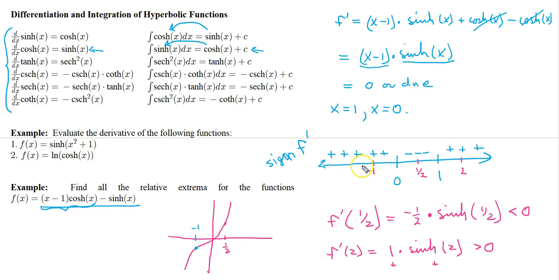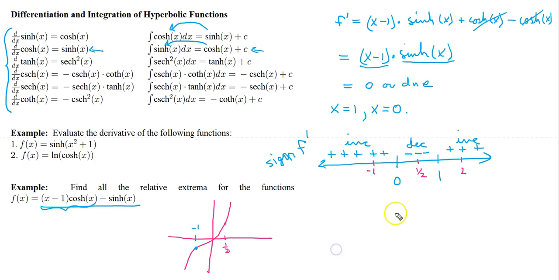positive in this region. So this is where our function is increasing from negative infinity to 0. Then it's decreasing from 0 to 1. Then we're increasing from 1 to infinity. And so therefore, we see that at 0, we're increasing and then decreasing. This is where we're going to have a relative max. And at 1, we are decreasing and then increasing. So we're going to have a relative minimum.